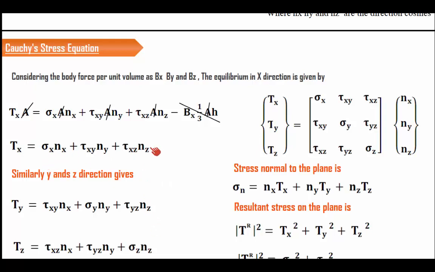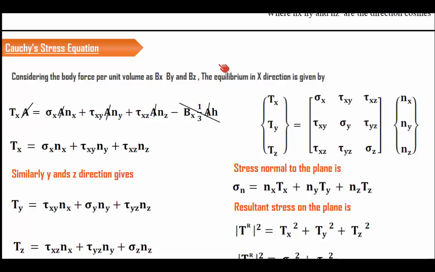So if we closely observe these three equations, it can be easily denoted in a matrix form like this. Tx, Ty, Tz are the stresses on the plane ABC in the x dash, y dash, z dash direction, which is nothing but the three-dimensional stress matrix times the direction cosine column matrix. The first row into the column gives the Tx value, the second row into this column gives the Ty value, and the third row into this column gives Tz. This is how we denote it in the matrix form.